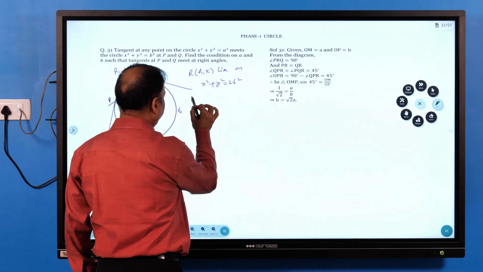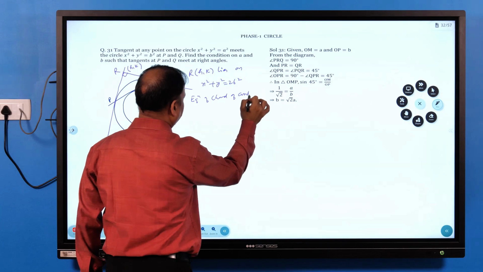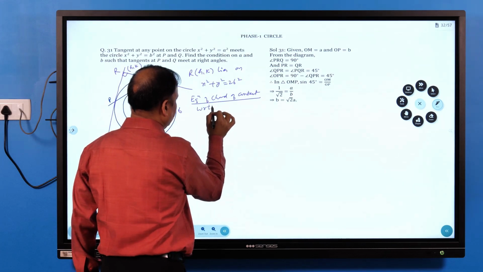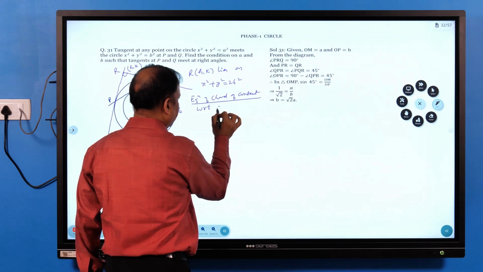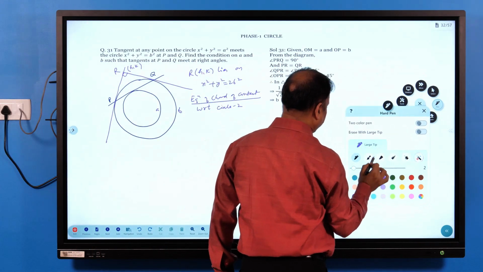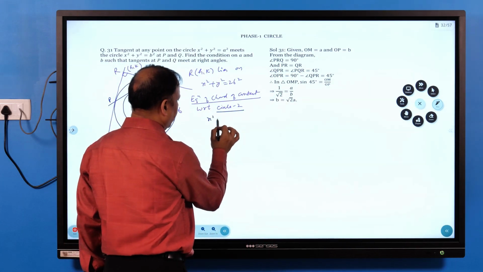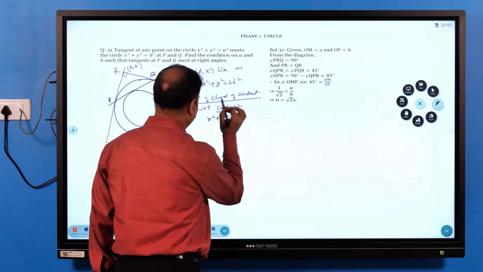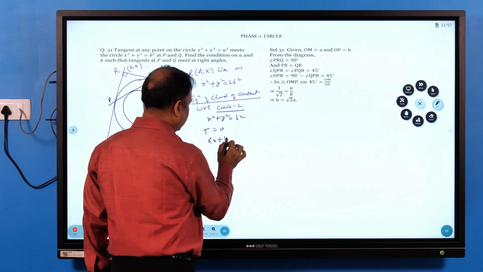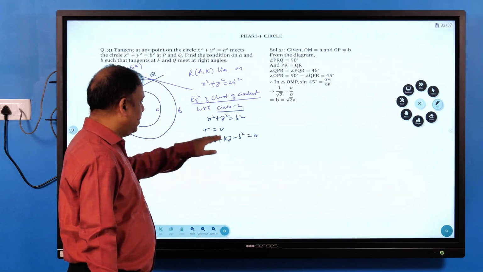So the equation of chord of contact with respect to circle 2. What is the equation of chord of contact with respect to circle 2? T is equal to 0. What is circle 2? x square plus y square is equal to b square. So the equation is T is equal to 0, that means hx plus ky minus b square is equal to 0. This is the equation.